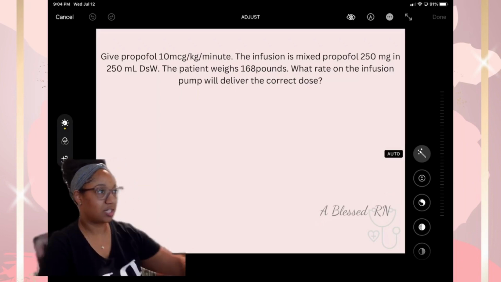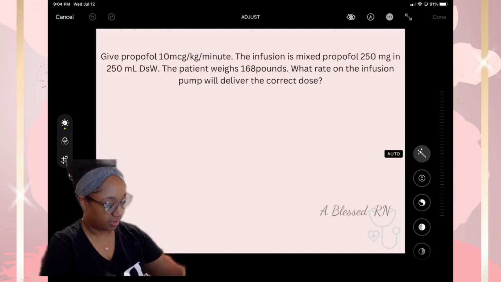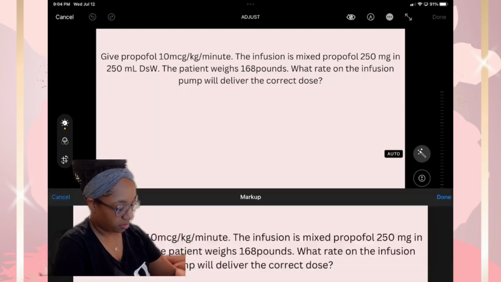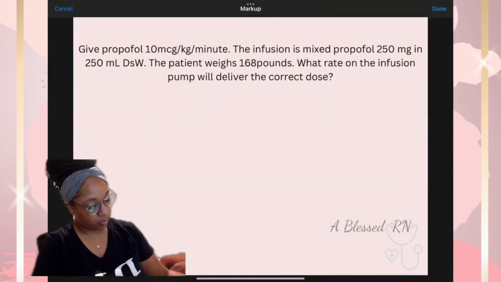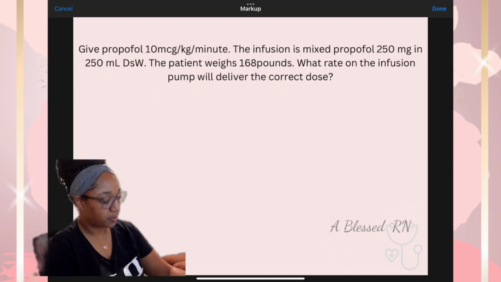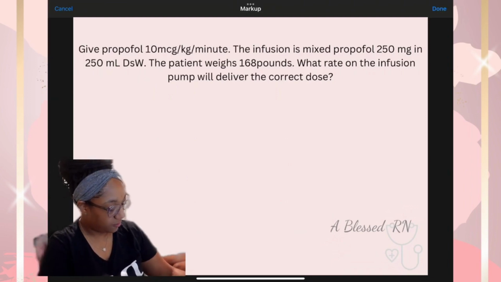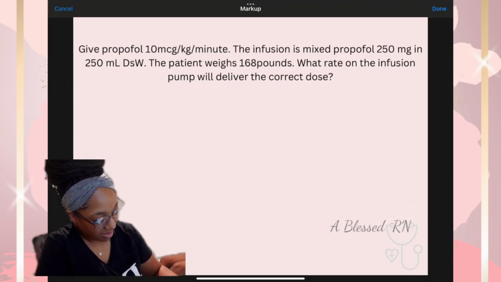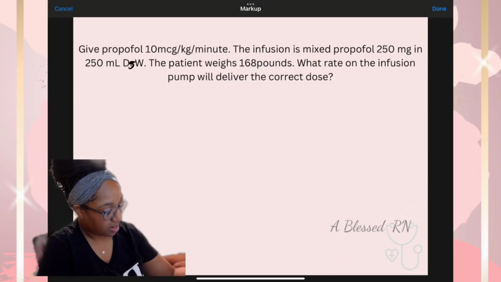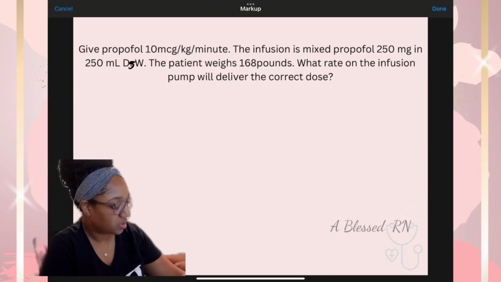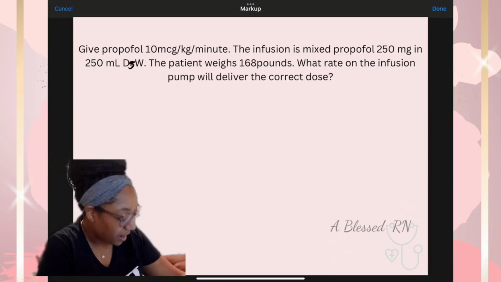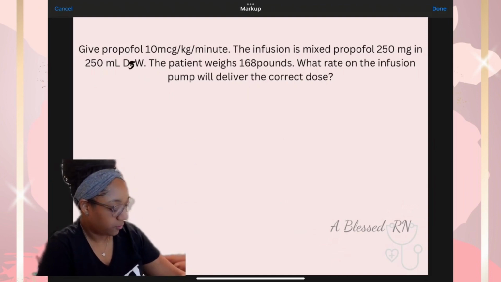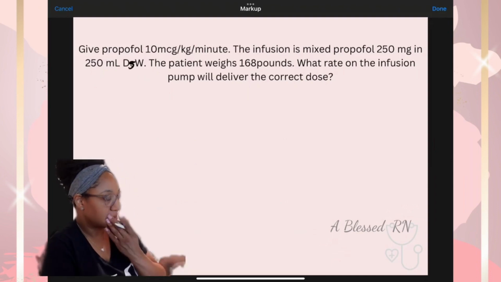Okay, here is y'all's favorite topic. These pounds and kilograms and milligrams and minutes and all that. But hey, we're going to look at how we do it, okay? So give propofol 10 micrograms per kilogram per minute. The infusion is mixed propofol 250 milligrams and 250 mL D5W. Why am I keep putting D5W? All right, the patient weighs 168 pounds. What rate on the infusion pump will deliver the correct dose?